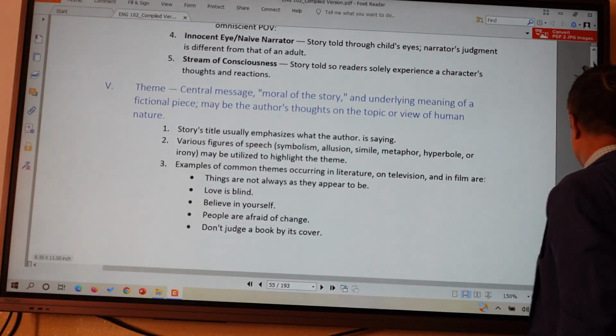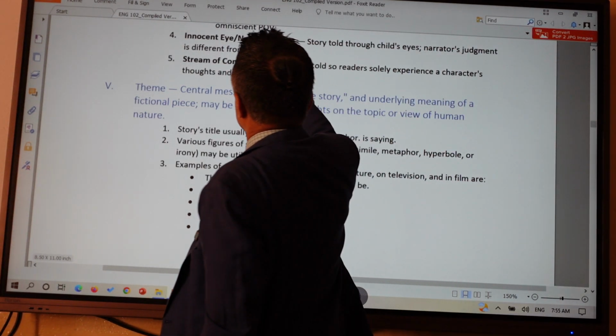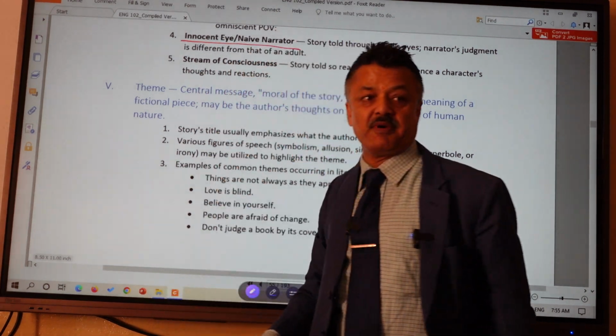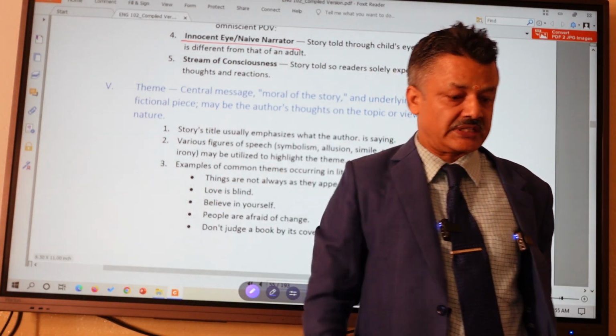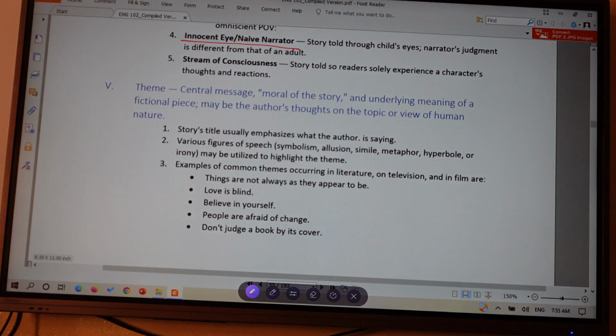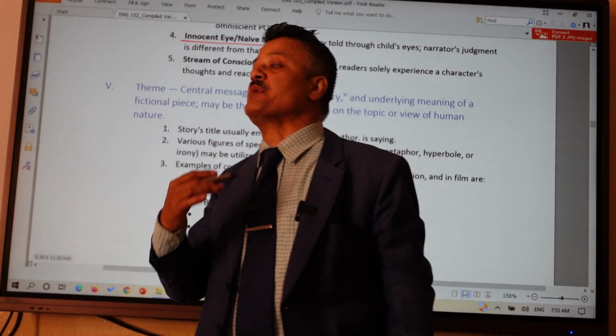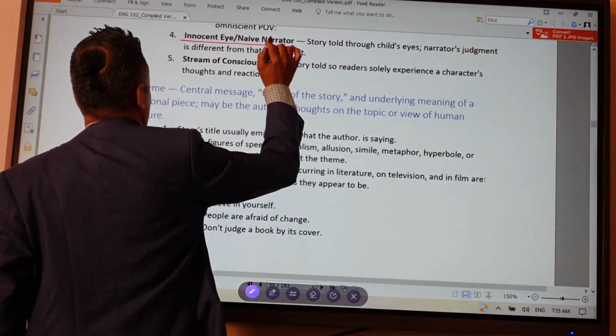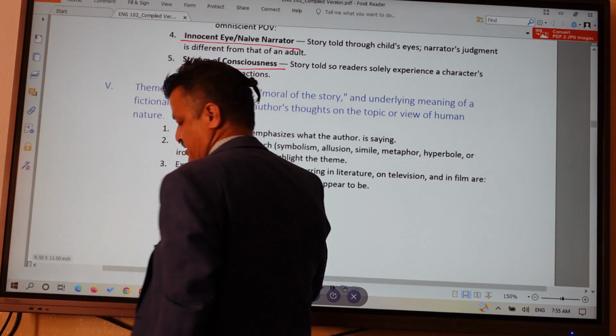So sometimes narrators can be innocent, naive. For example, a child may be telling a story to you. For example, read a story, The House on Mango Street by Sandra Cisneros. It is a story narrated by a teenage girl who is growing up, and it's a wonderful story to know how young people tell a story. A very innocent girl, right?